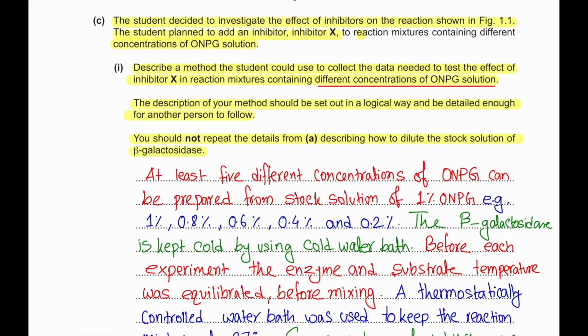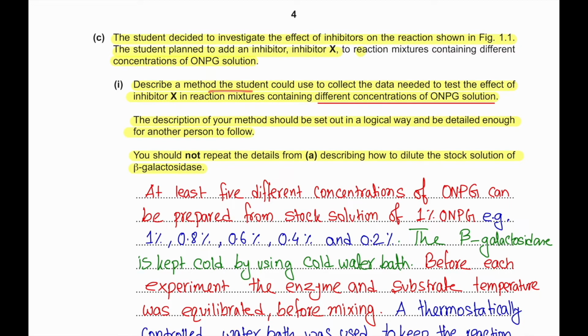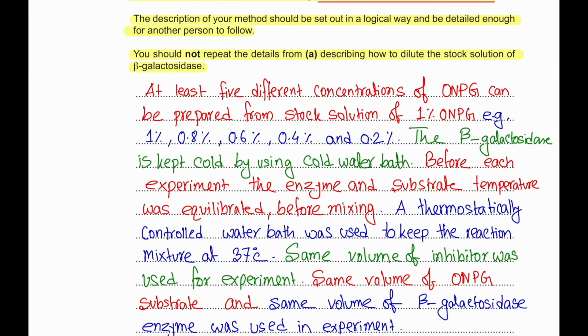So guys, to describe a method that the student could use to collect the data needed to test the effect of inhibitor X in a reaction mixture containing different concentrations of ONPG, what we have to do is first prepare 5 different concentrations of ONPG from the stock solution. We had an ONPG stock solution of 1%, so we prepare 1%, 0.8, 0.6, 0.4 and 0.2.